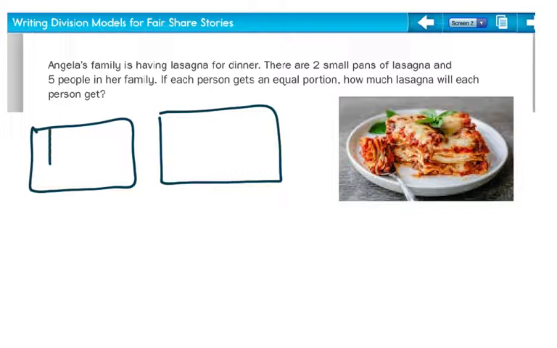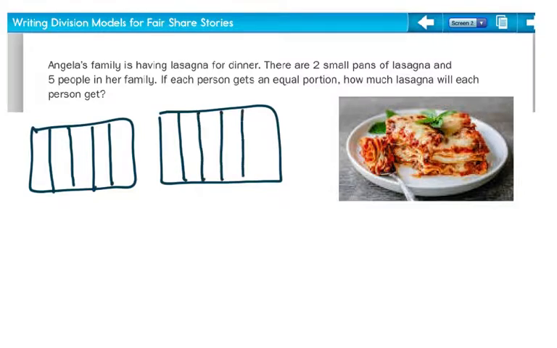So if we take pan 1 and go 1, 2, 3, 4, 5 equal sections, and 1, 2, 3, 4, 5. So those pans are in 5 equal segments. Let's go ahead and number mom, dad, sister, brother, baby. Or we can name them 1, 2, 3, 4, 5. Mom, dad, sister, brother, baby.